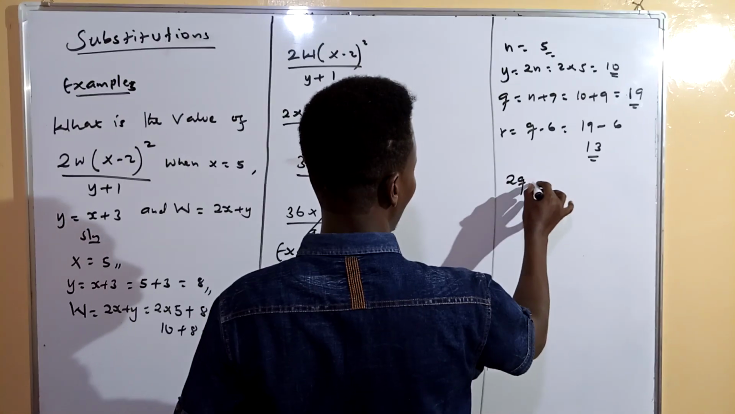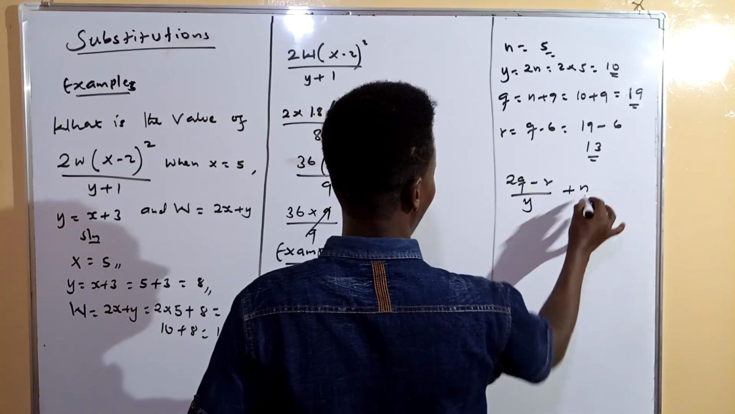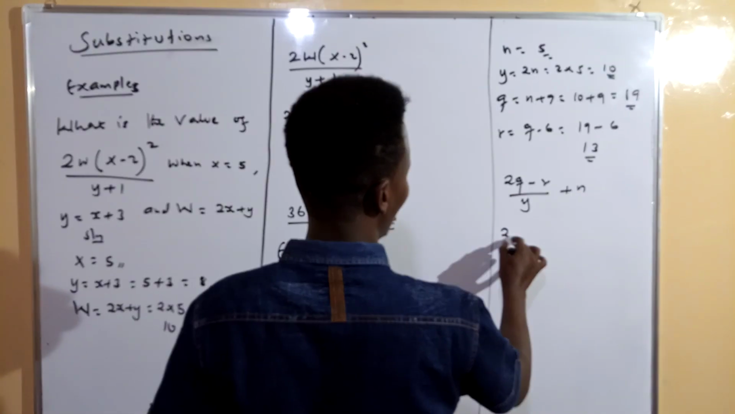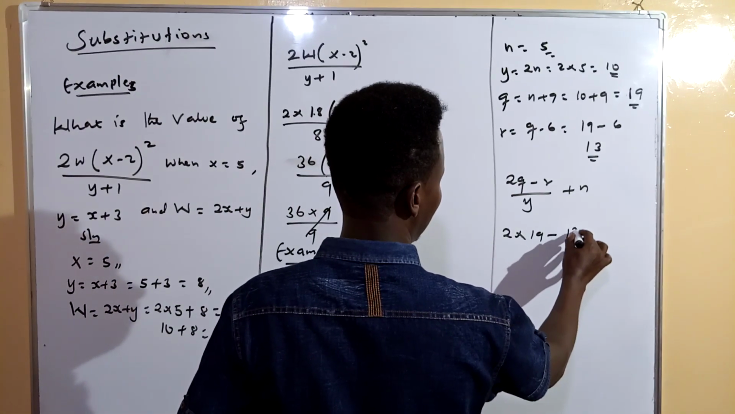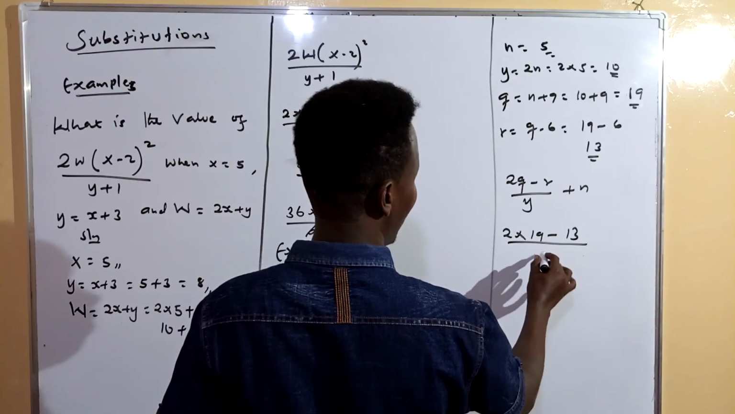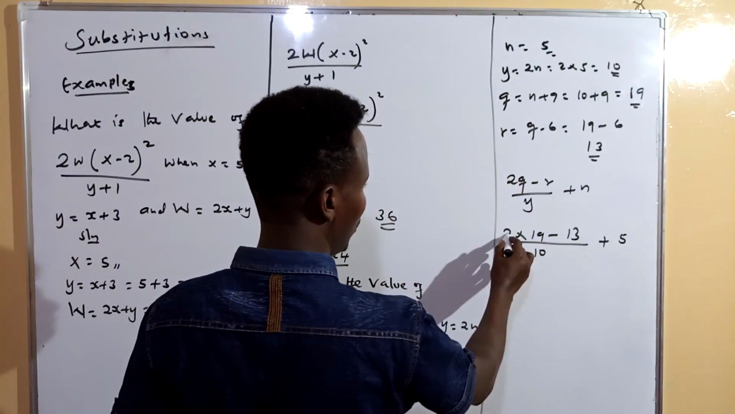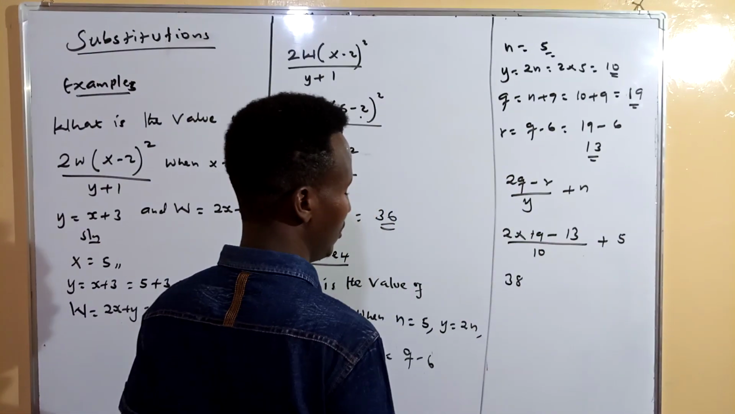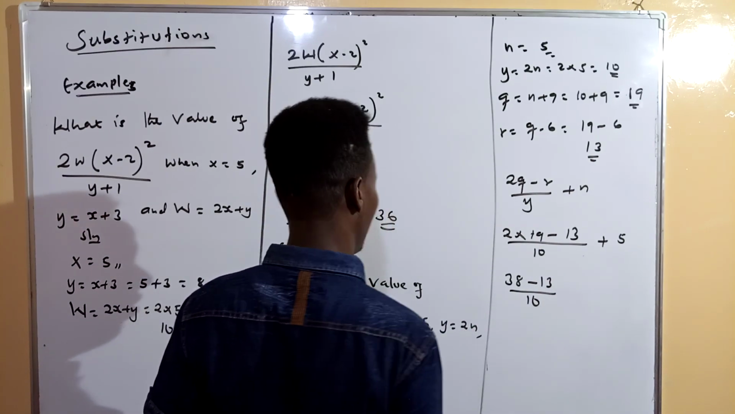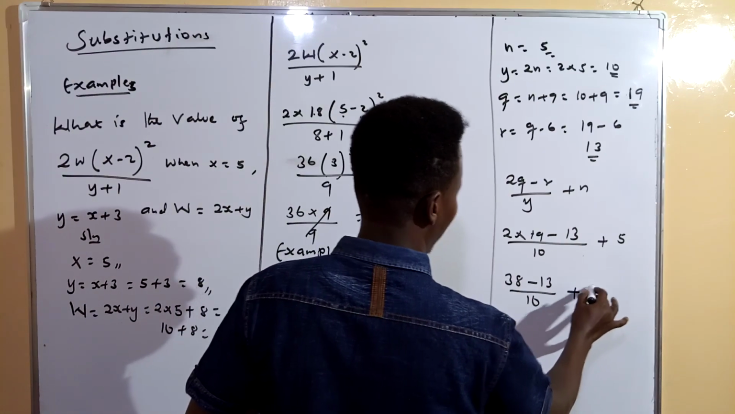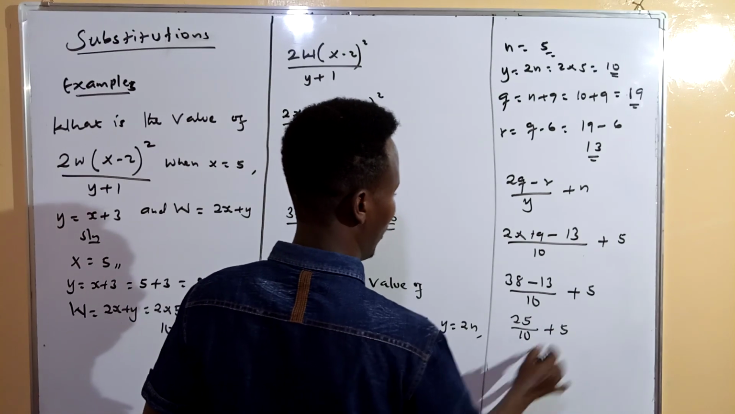So we have 2q minus r divided by y plus n. So we are going to say 2 times q. Q is what? Q is 19. Minus r. R is what? 13. Divided by y. Our y is what? 10. Plus n. N value is 5. So this times this is what? 38. 38 minus 13 divided by 10 plus 5. So this will give us 25 over 10 plus 5.